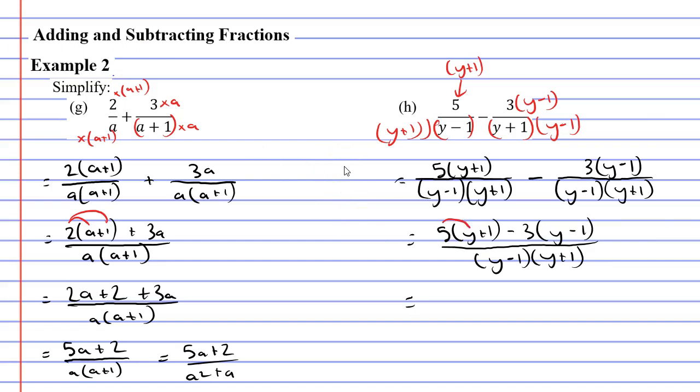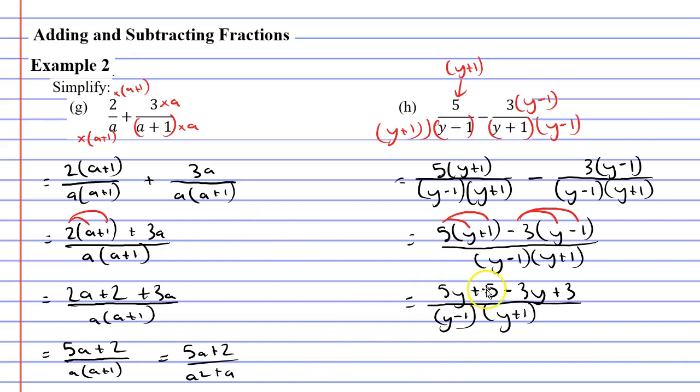So we've got to multiply 5 by y as well as plus 1. 5 times y is 5y, and 5 times 1 is 5. When looking at the 3, I need to take into consideration that negative there. This is negative 3. So negative 3 times y will give me minus 3y. And negative 3 times negative 1 gives me plus 3 or positive 3. Once again, the denominator remains the same: y minus 1, y plus 1.